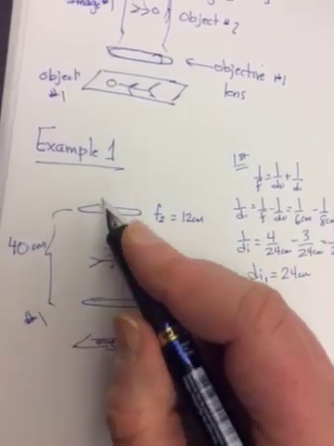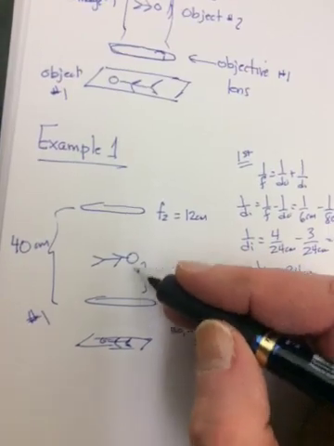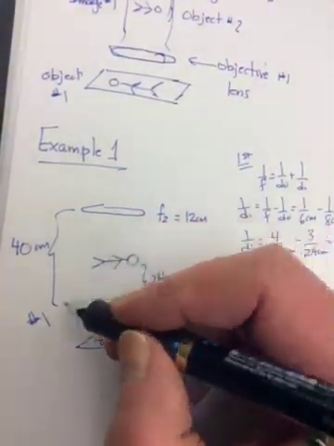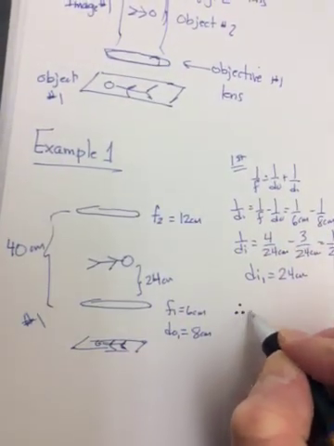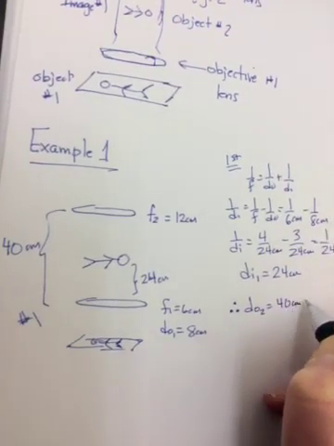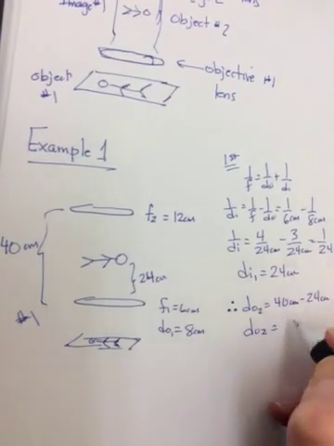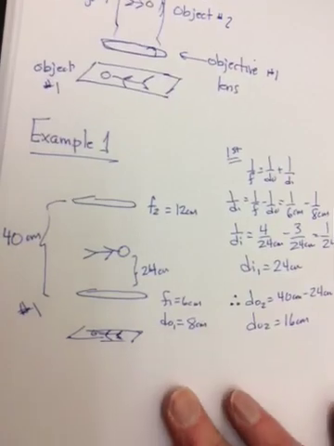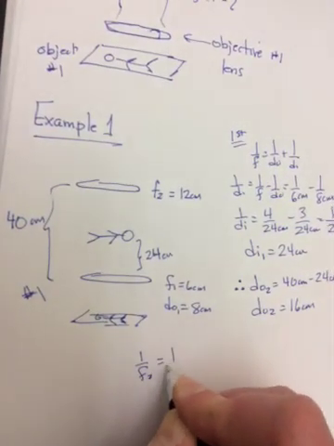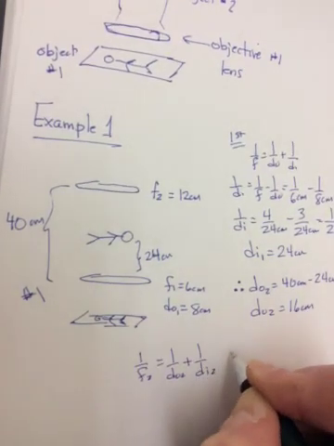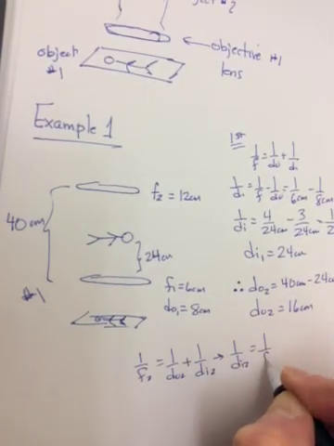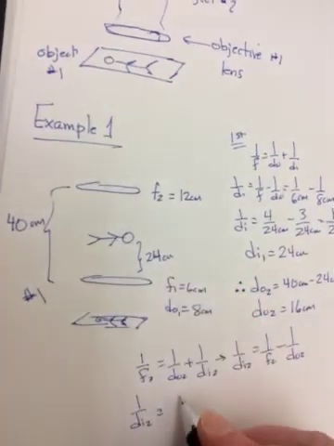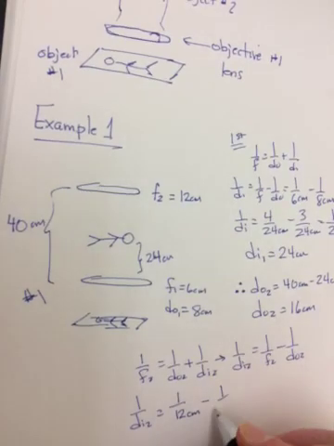And this image becomes the object of your new lens. If you know this image is 24 centimeters from the first lens, then you should be able to figure out how far your object number 2 is from your second lens. The whole length is 40, so DO2 should be 40 centimeters minus 24 centimeters, which is 16 centimeters. Now you have F2 and you have DO2, so you can find DI2. 1 over F2 is equal to 1 over DO2 plus 1 over DI2. So 1 over DI2 will equal 1 over F2 minus 1 over DO2. F2 was 12, so 1 over 12 centimeters minus 1 over 16 centimeters.